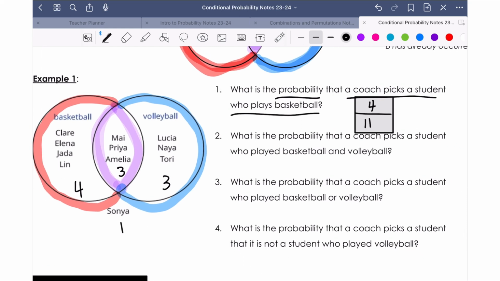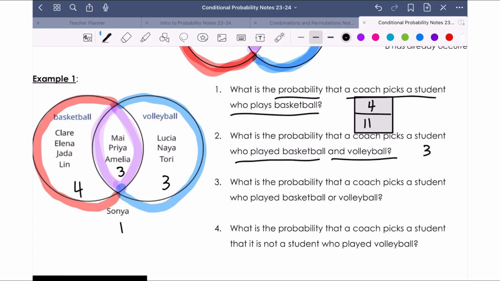Okay. All right. Number 2, what's the probability that the coach picks a student who played basketball and volleyball? So where are those girls located? If they played basketball and volleyball, right here in the middle. And there's how many? 3. And out of how many total? 11. Okay. I'm just leaving it as a fraction right now, okay?